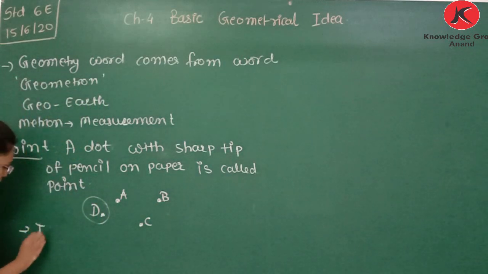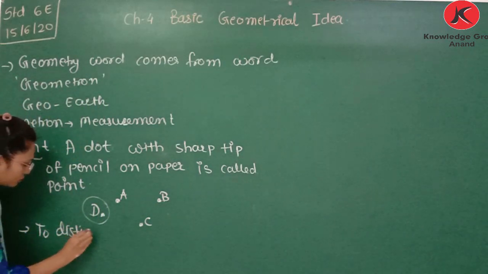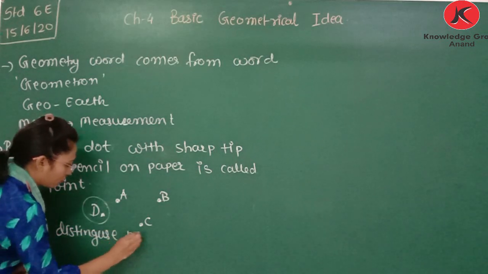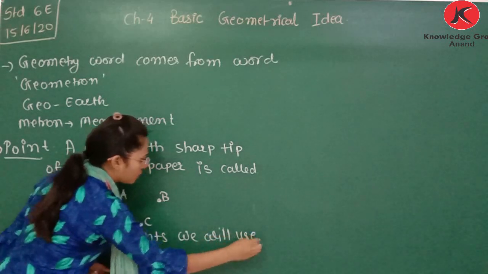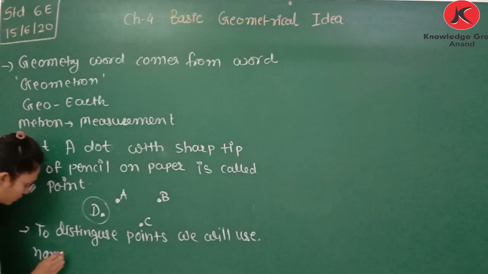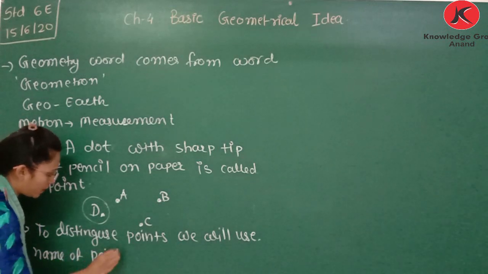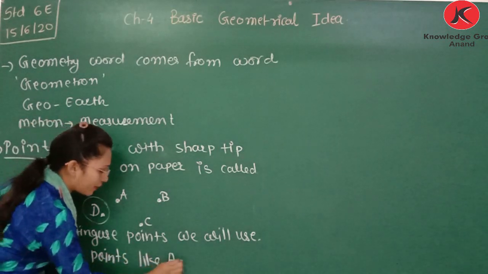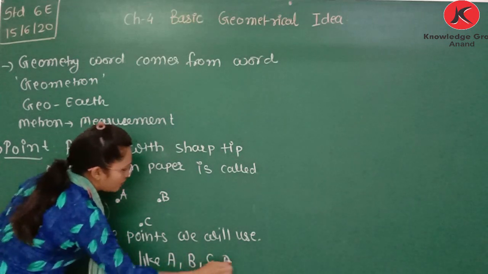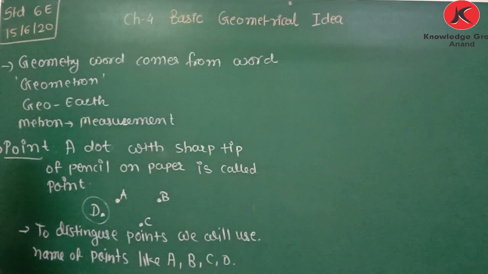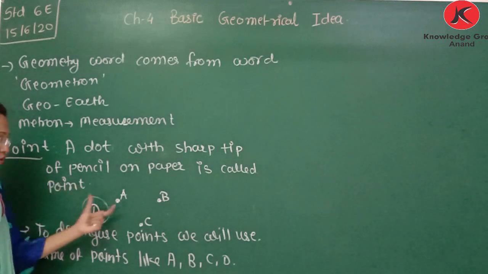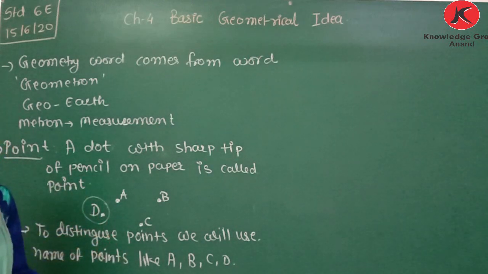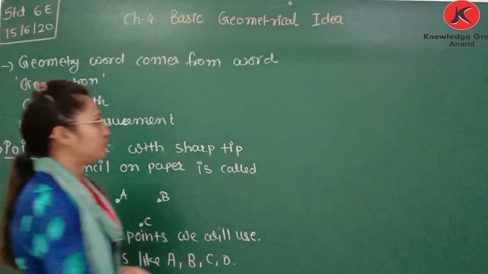So we can write: we will use names of points like point A, point B, point C, point D. You can use any alphabet to represent a point. So what is a point? A dot made with a sharp tip of pencil on a paper becomes a point. We use names to distinguish different points on a paper.